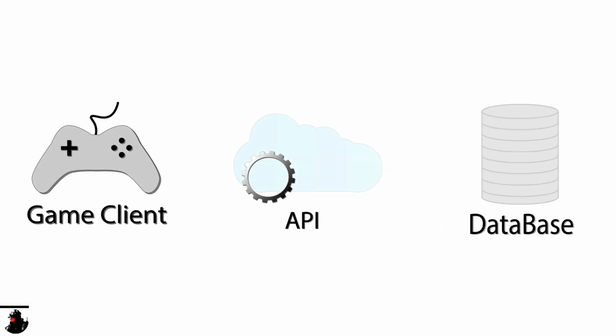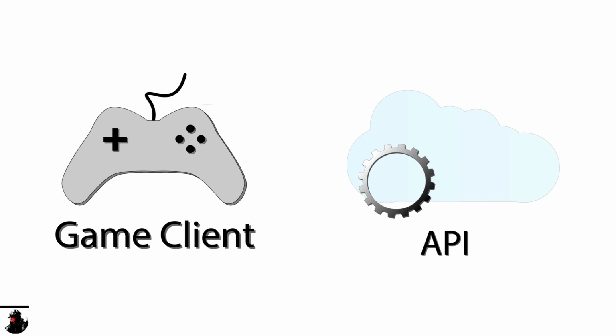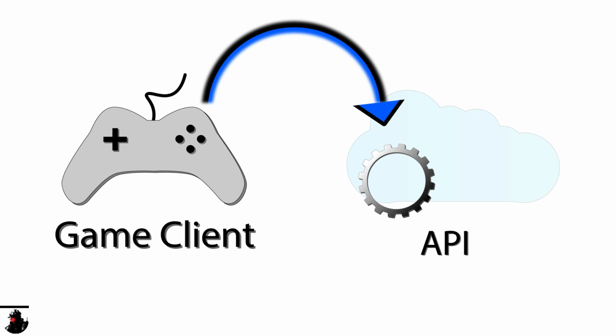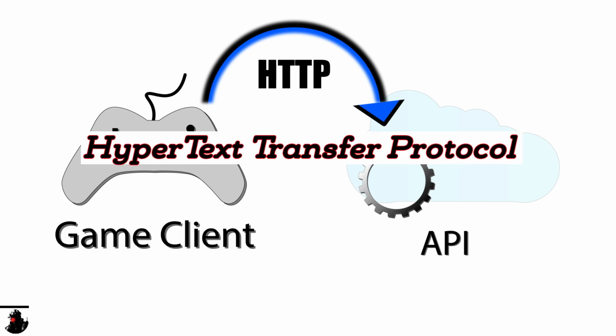So how does this all work together? Let's break it down. When you perform an action in the game, like completing a level, the game client sends a request to the API. But how is this request sent? It uses what we call the HTTP protocol. It stands for Hypertext Transfer Protocol. This is the foundation for any data exchange on the web, essentially the language that computers use to talk to each other over the internet.